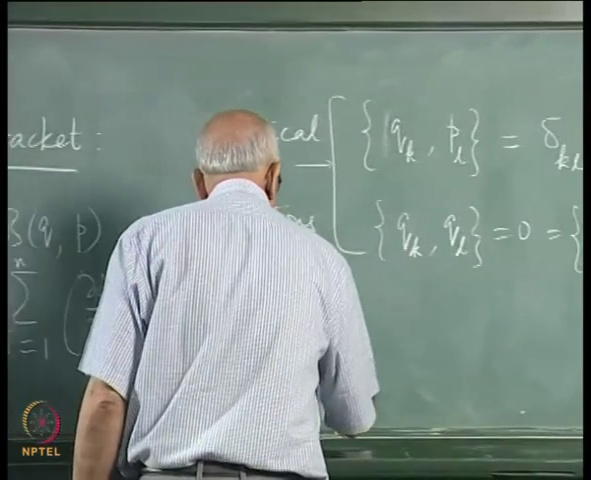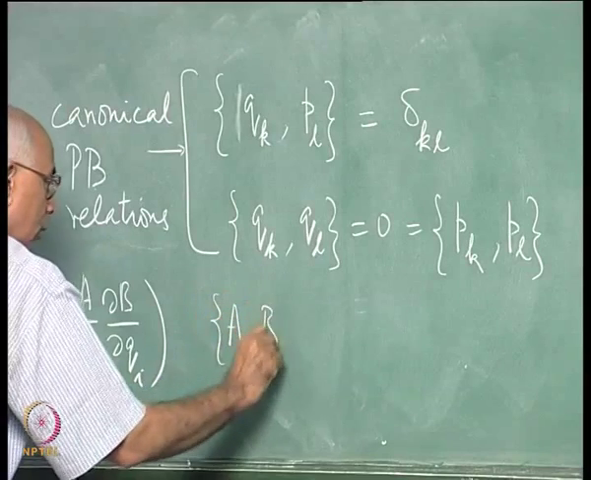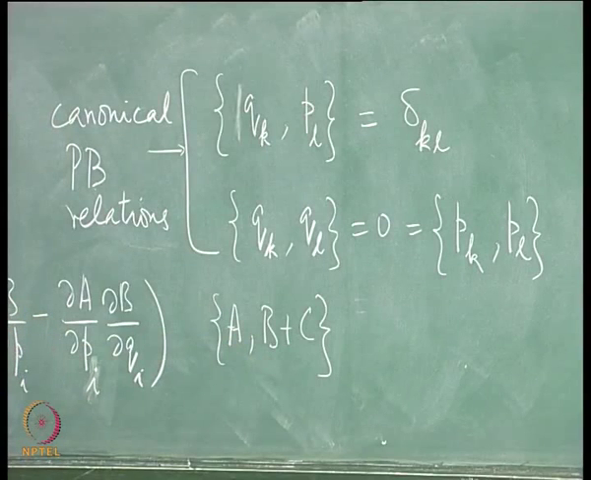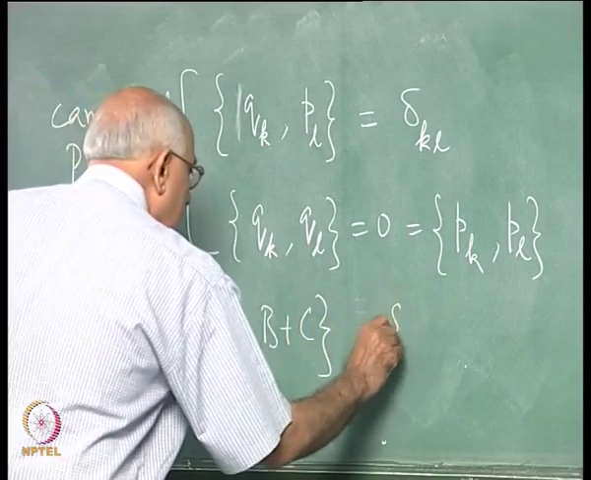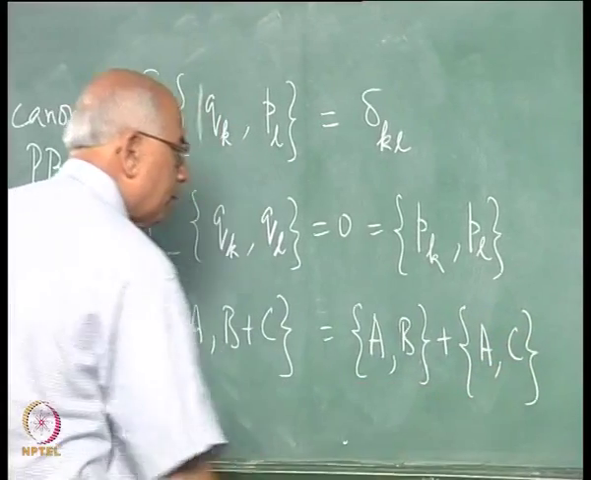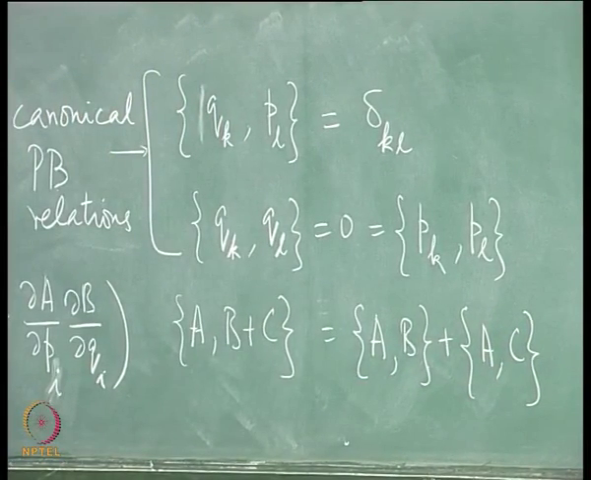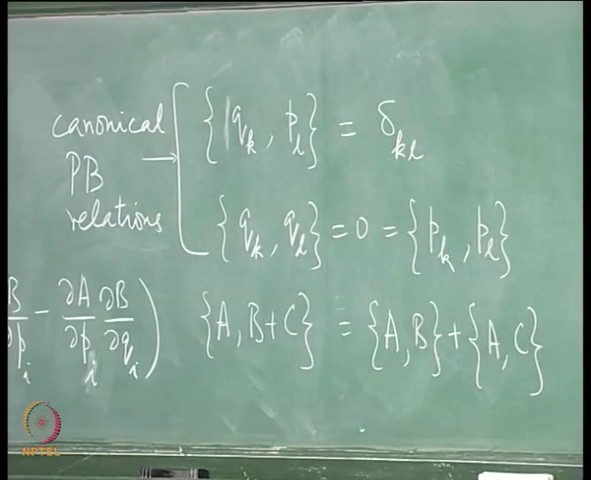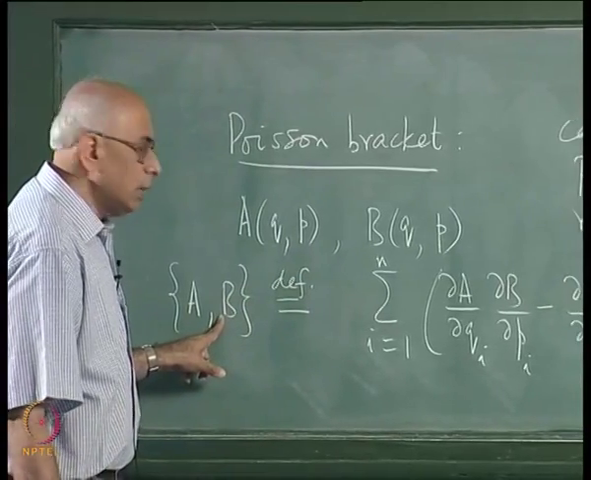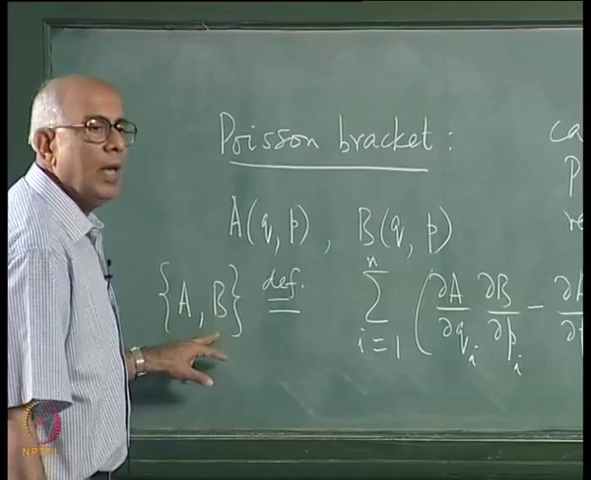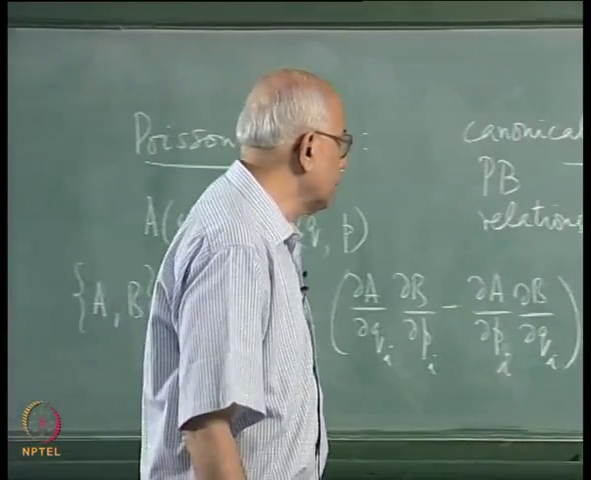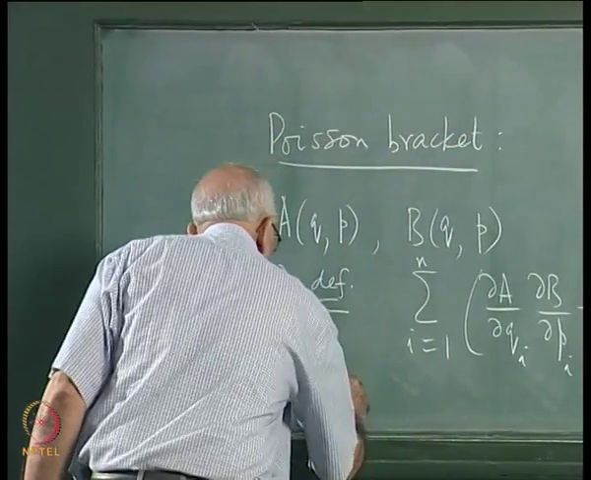It also has certain interesting properties of the following kind. A with B plus C: if you took the sum of two functions as the second member of the Poisson bracket, it is quite clear this is equal to A with B plus A with C. It is immediately obvious that this is so. If I multiply B by some constant which is independent of all the dynamical variables, then of course the constant comes out and A with KB is equal to K times A with B, where K is some constant. And this quantity is also antisymmetric.